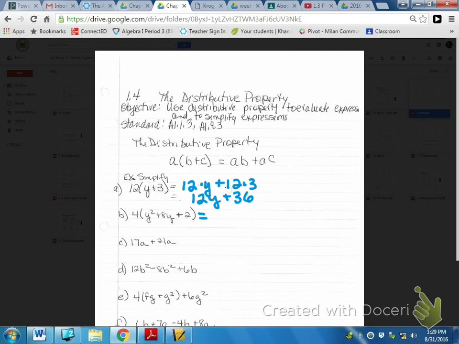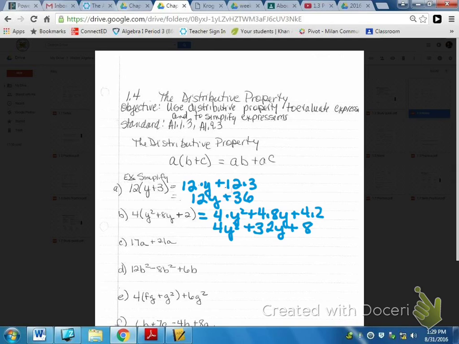Okay, next we would have 4 times y squared plus 4 times 8y plus 4 times 2. When you simplify that, you would have 4y squared plus 32y plus 8.